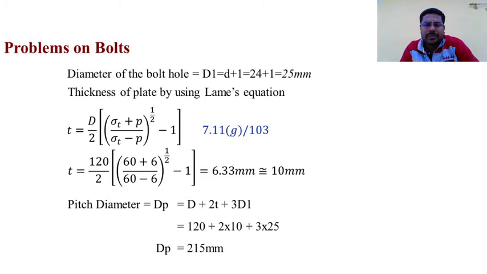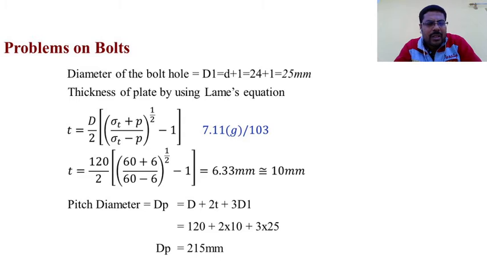Then the thickness of the plate using Lame's equation: t is equal to D by 2 into the square root of (sigma T plus P) divided by (sigma T minus P), minus 1. This is equation 7.11 G, page number 103 from the data handbook. Therefore substitute all the values here, then find out the thickness of the plate.